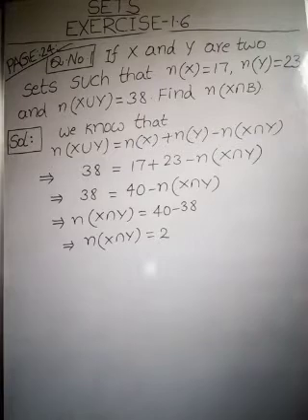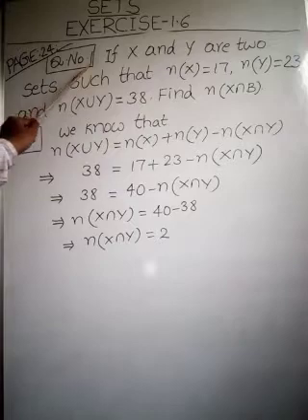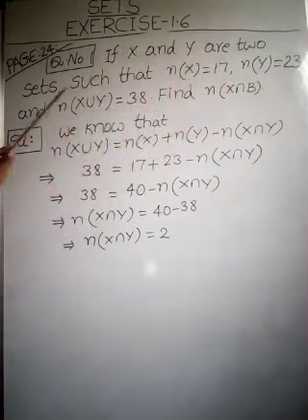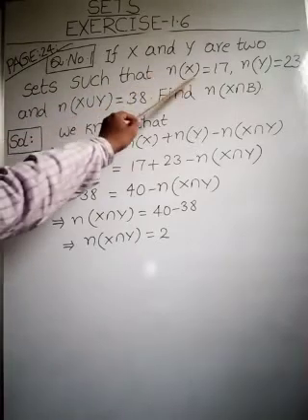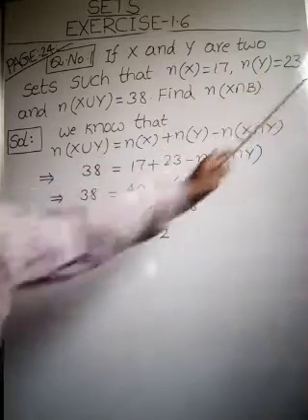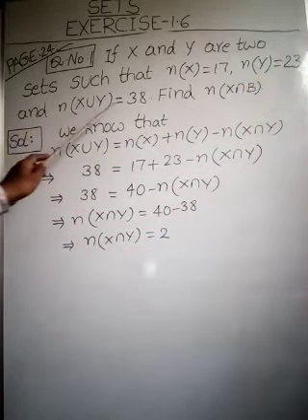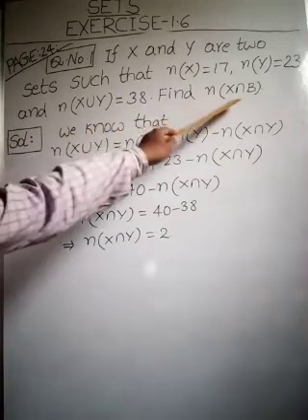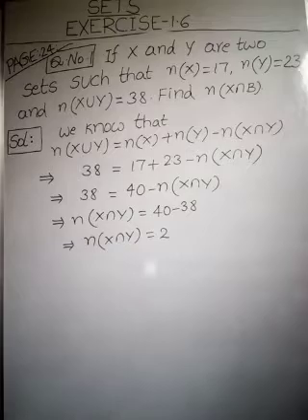Now we will start the sums in exercise 1.6. Page number 24. First question. Question number 1. If x and y are two sets such that n of x is equal to 17, n of y is equal to 23, and n of x union y is equal to 38. Find n of x intersection y.